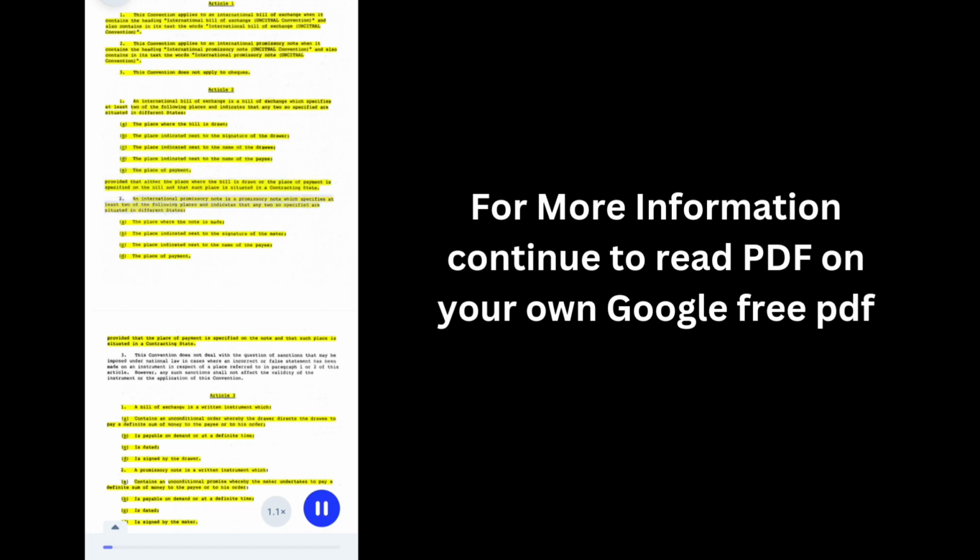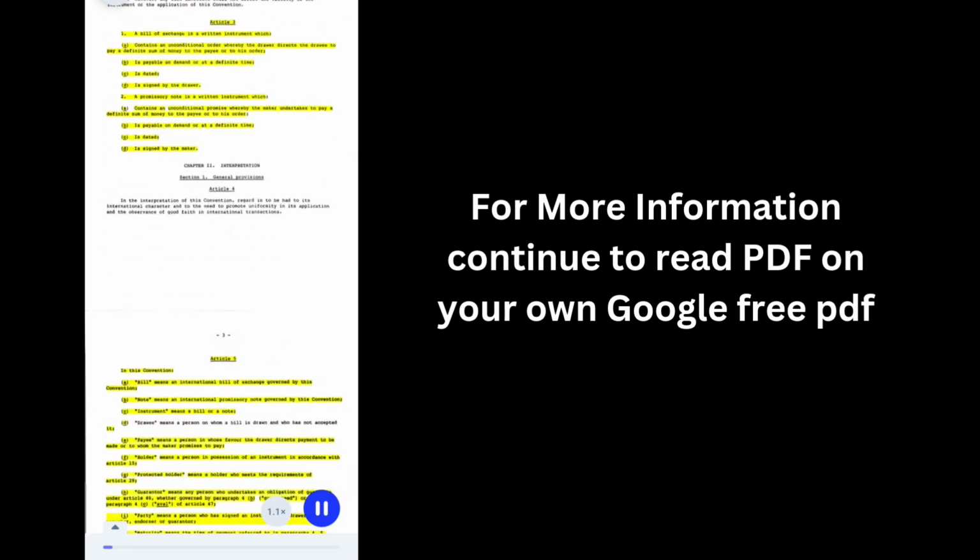2. An international promissory note is a promissory note which specifies at least two of the following places and indicates that any two so specified are situated in different states: (a) the place where the note is made; (b) the place indicated next to the signature of the maker; (c) the place indicated next to the name of the payee; (d) the place of payment, provided that the place of payment is specified on the note and that such place is situated in a contracting state.